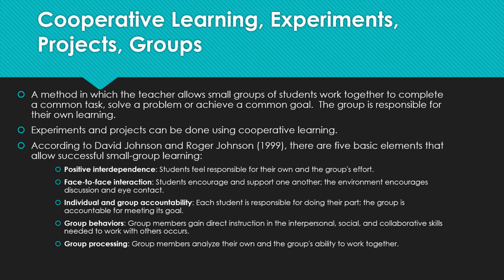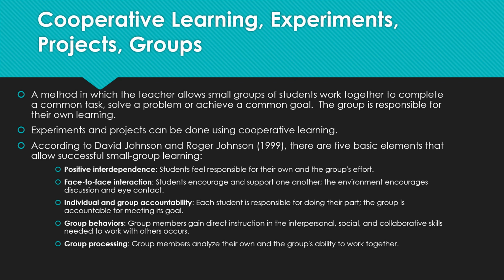According to David Johnson and Roger Johnson, there are 5 basic elements that allow successful small group learning. Small groups should foster positive interdependence where students feel responsible for their own effort and the group's effort. Small groups should encourage face-to-face interaction, where students are encouraged to support one another and where the environment encourages discussion and eye contact. Small groups should foster individual and group accountability.